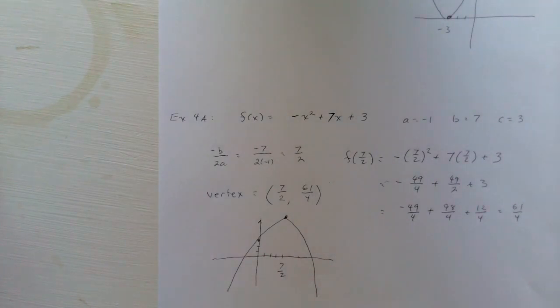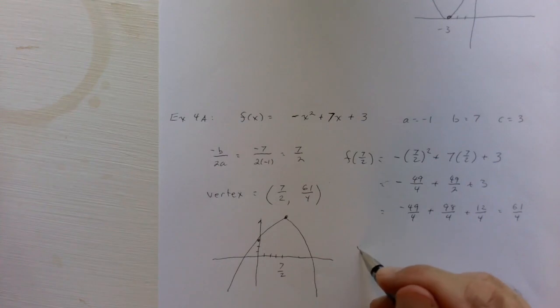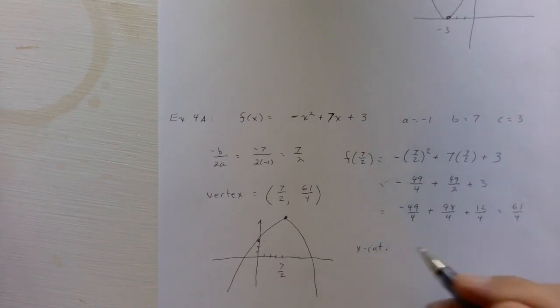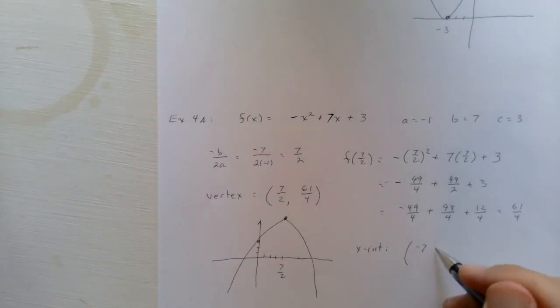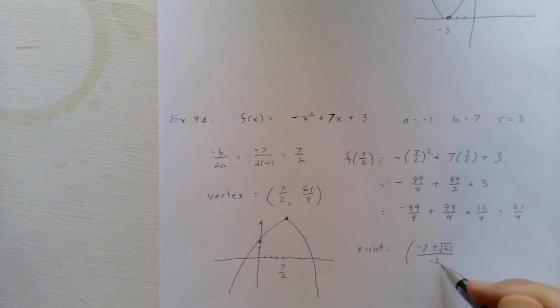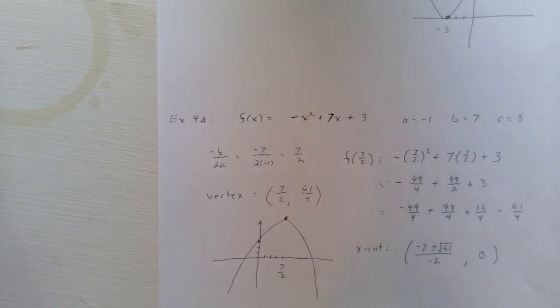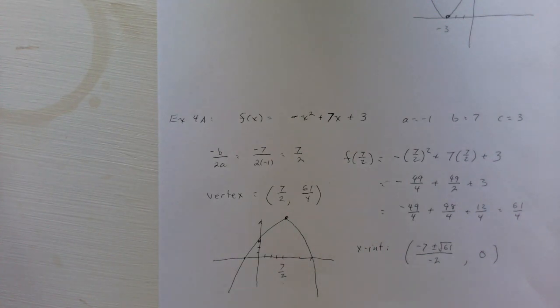And if you wanted to find out what the x-intercepts are, I'll let you do this on your own. But the x-intercepts I get were -7 plus or minus the square root of 61 all over -2, 0. So that's what these two things are. And you can see what the axis of symmetry is. It's at 7/2, and you can again find what the range is and where it's increasing and decreasing.